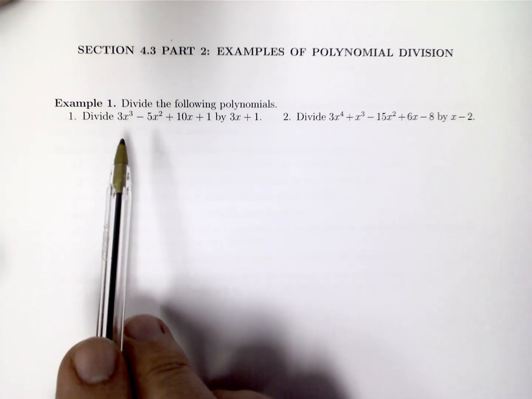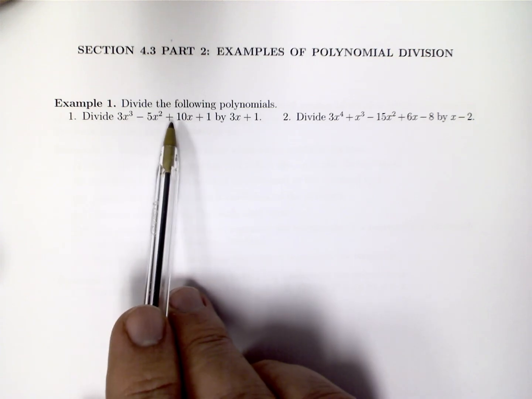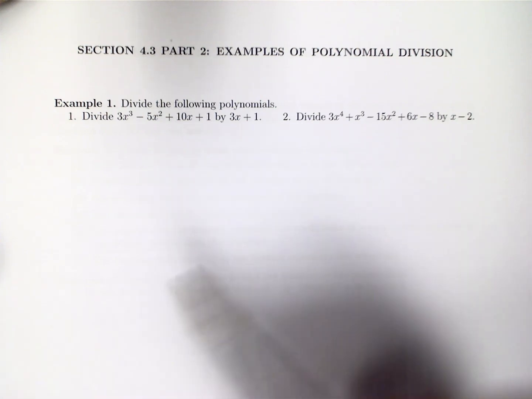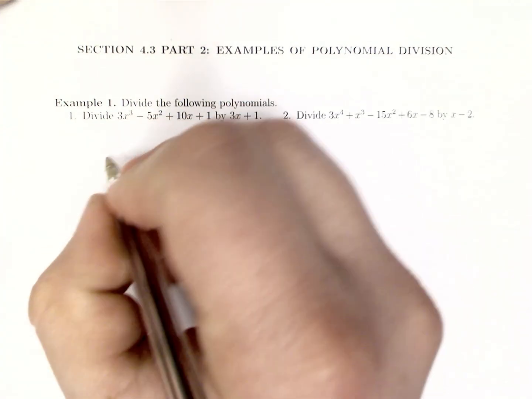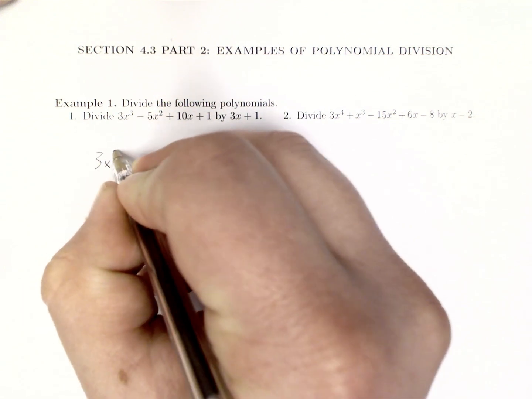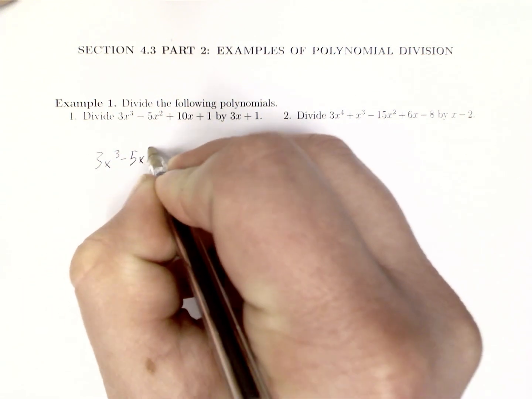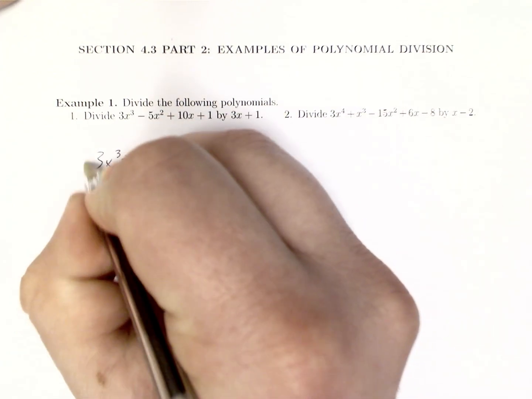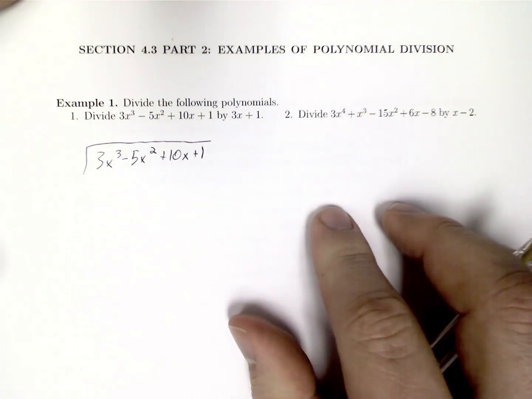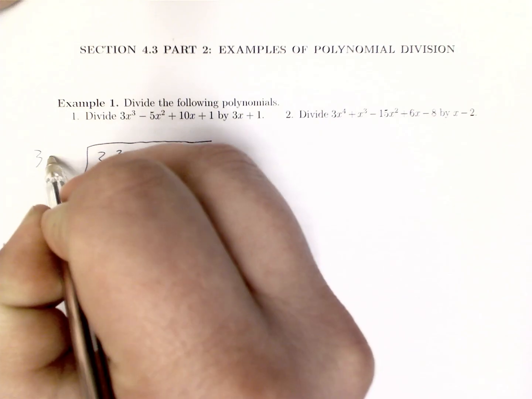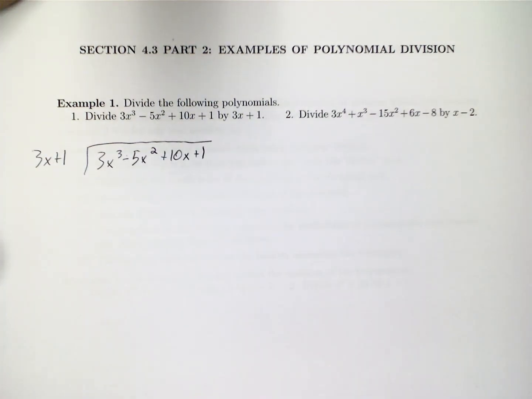The first one we're going to look at is 3x cubed minus 5x squared plus 10x plus 1, and we're going to divide it by 3x plus 1. So we start. This is our dividend, or what we're dividing into: 3x cubed minus 5x squared plus 10x plus 1. And we're dividing by 3x plus 1. All right. Now, what do we do to start?